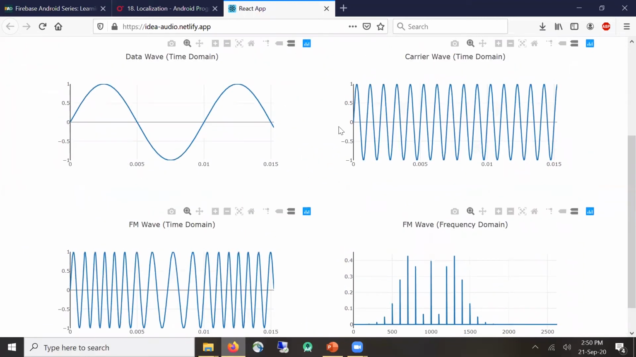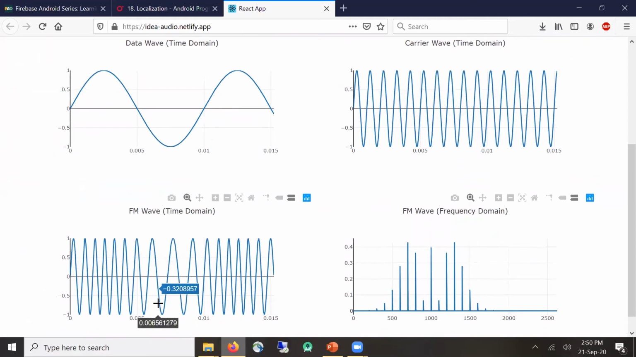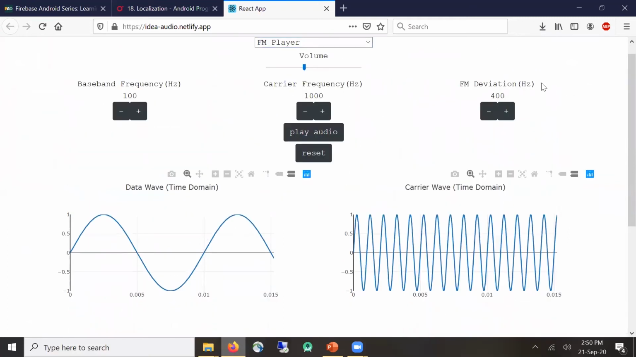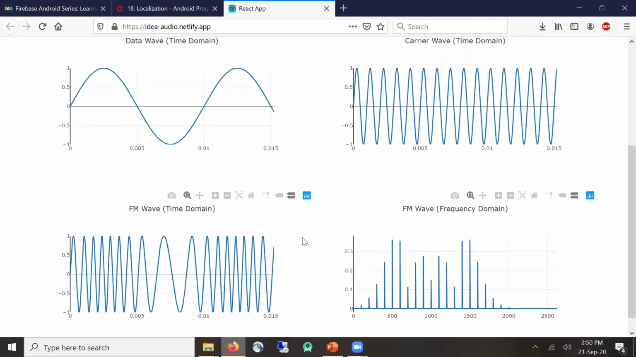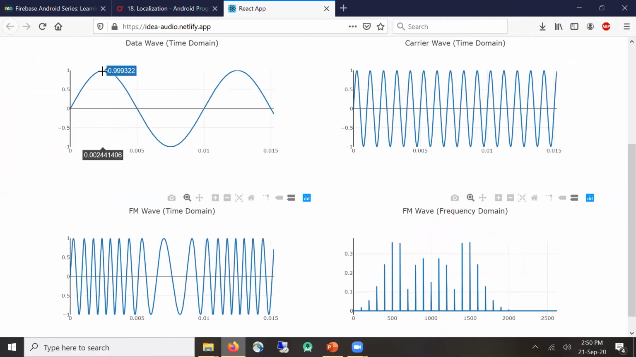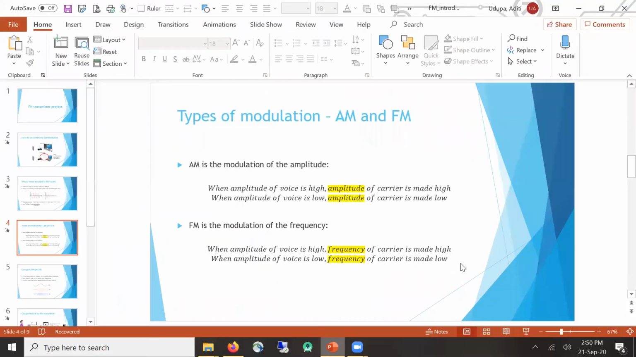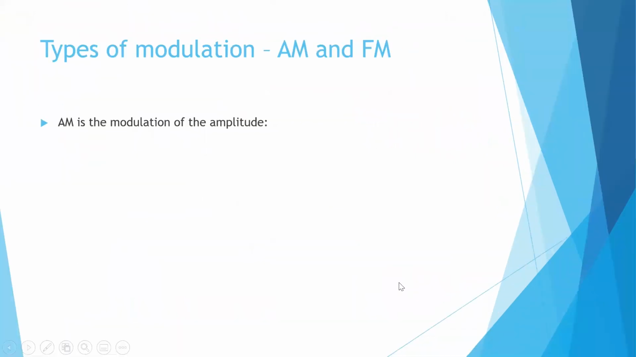So you see the same data signal, the same carrier signal, and this is the FM wave. The amplitude is always 1, it's not changed. But let me increase this so that it becomes more clear. So you see, when amplitude is high, like it's 1 here, the frequency, these oscillations happen fast. And when amplitude is low, it's -1, oscillations happen slowly. So the information of this wave is contained within this wave, but in its frequency, not in its amplitude. So this is called FM modulation or FM.